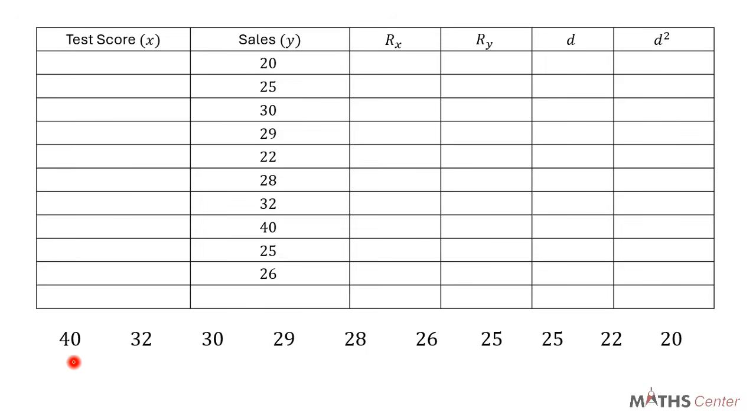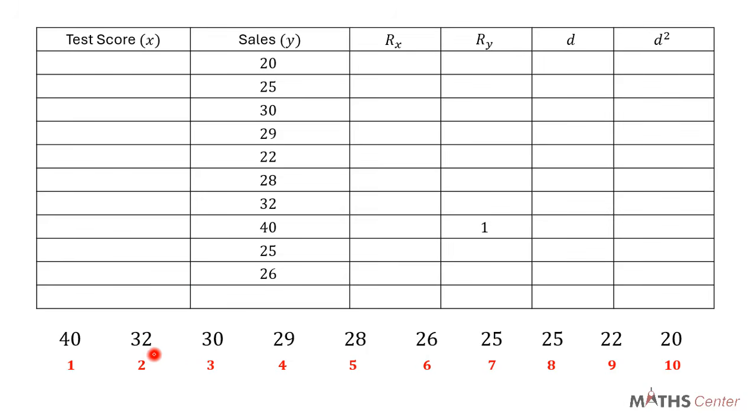40 is the highest, so that will be 1. The next one will be 2, the next one 3, 4, 5, 6, 7, 8, 9, 10. Now from the table we can see that 40 occurs just once, so that will have the rank of 1, and so 40 will be in first place, rank 1.